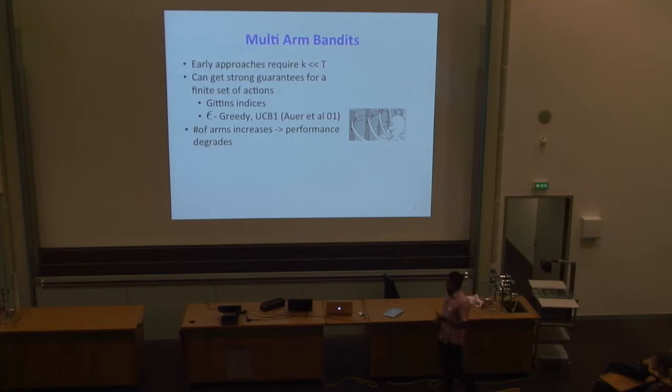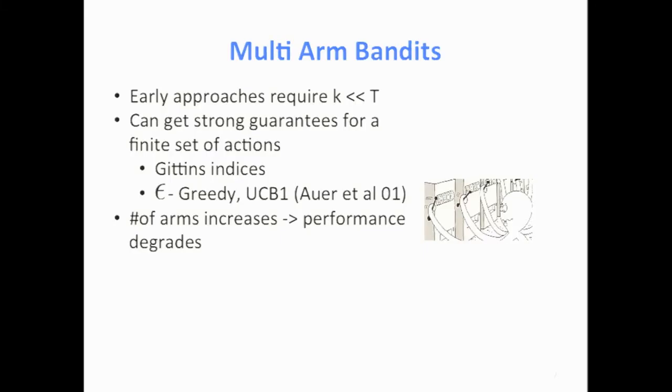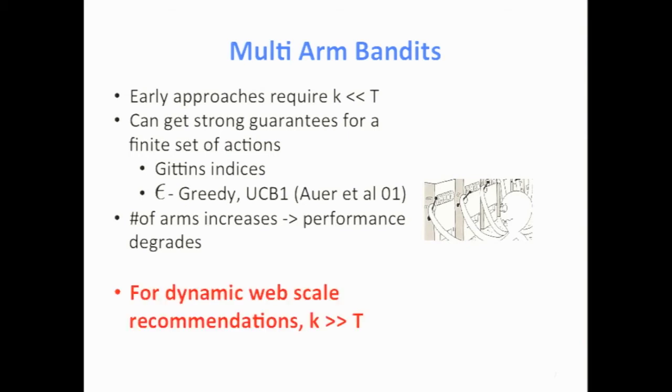And then you can get guarantees if this assumption holds, right? But obviously, as the number of arms increases, the performance decreases. And here by arms, I mean the number of items that you can experiment with. But this is definitely not true in any of the recommender system problems that we saw, because here the number of items is much, much larger than how many interactions you have with the user. For 1 million items, you probably have 100 interactions with the user.